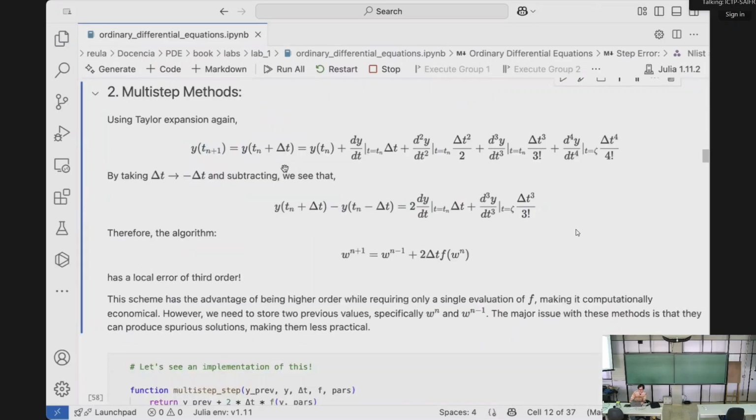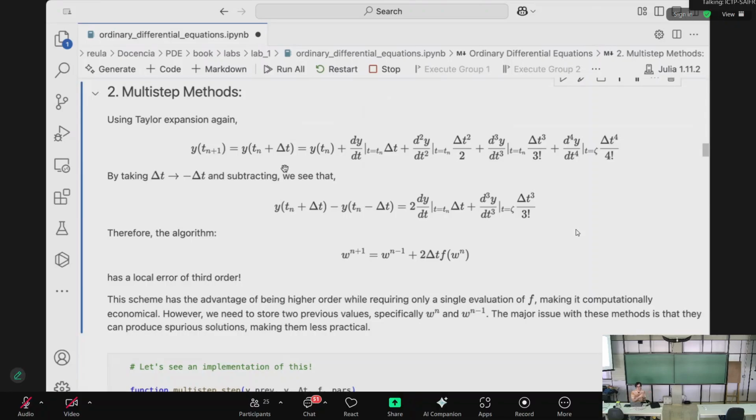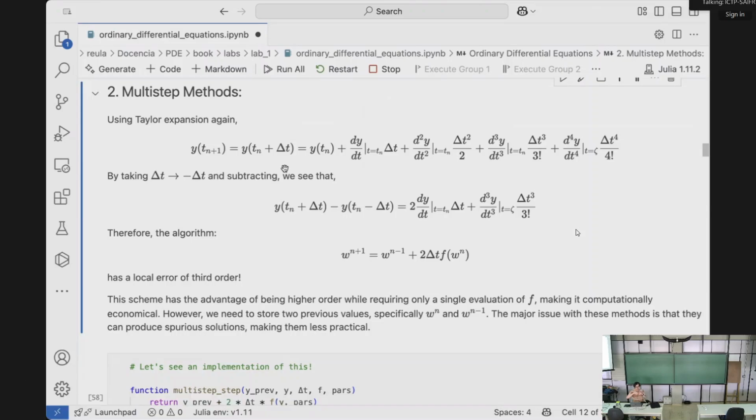Now we will mention multi-step methods, because as you saw, what we did just now was just make a Taylor expansion. I say, okay, I have the solution at this time, I want the solution at the next time, I do a Taylor expansion, and I get a very simple method.